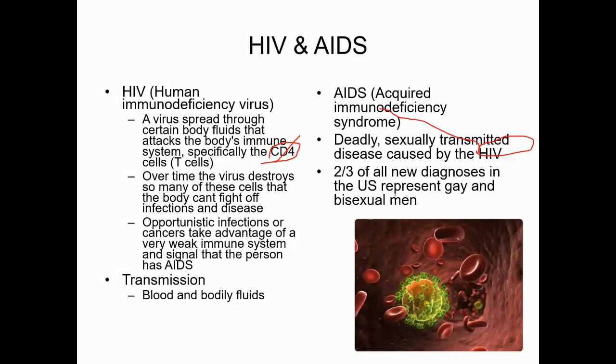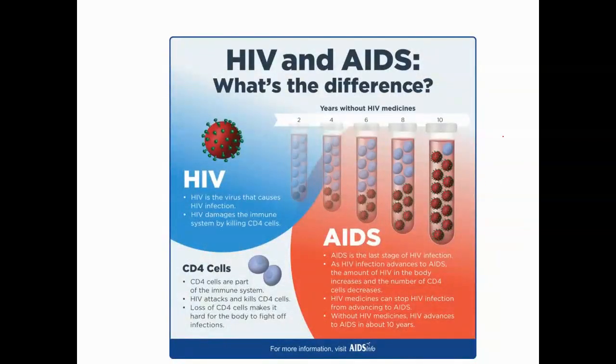Two-thirds of all new diagnoses in the US represent gay and bisexual men. HIV and AIDS, what is the difference? Just a little summary of what I talked about. HIV is the virus that can cause the HIV infection. It damages the immune system by killing CD4 cells. CD4 cells are part of the immune system. HIV attacks and kills CD4 cells. Loss of CD4 cells makes it hard for the body to fight off infection. And these are T cells.